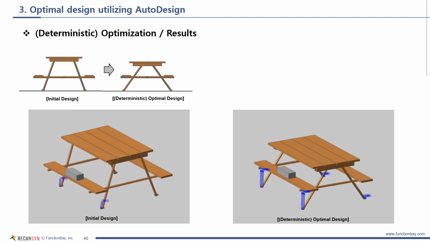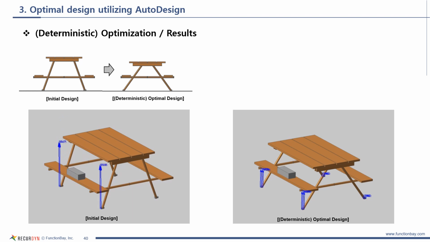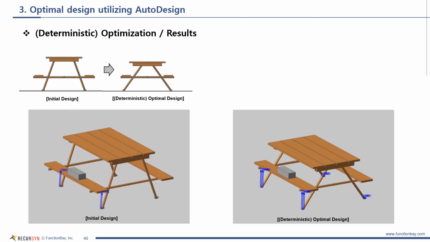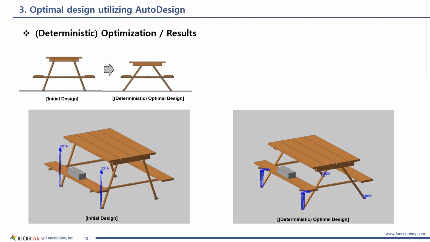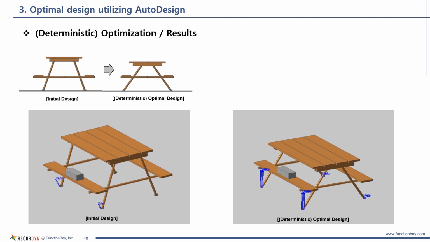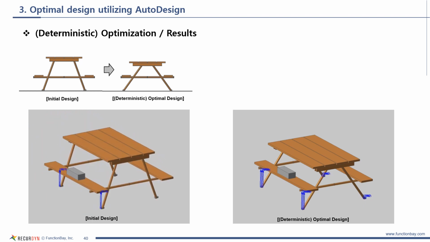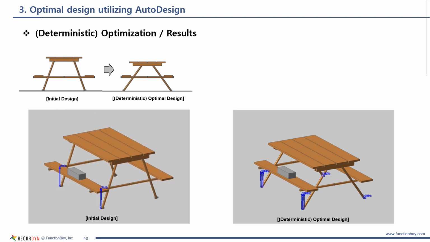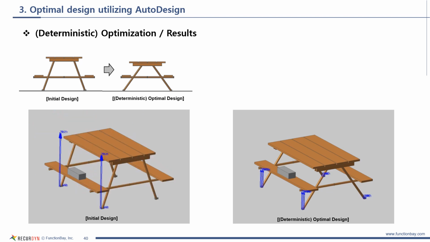This compares the initial design and the derived optimal design results. In the situation where a load of 200 kg is applied to one side of the chair as seen in the animation, the initial design topples due to the unbalanced weight. However, the table that underwent the optimization process remains stable and does not topple under the same situation.